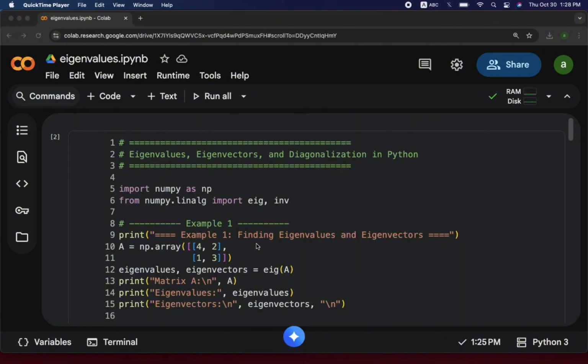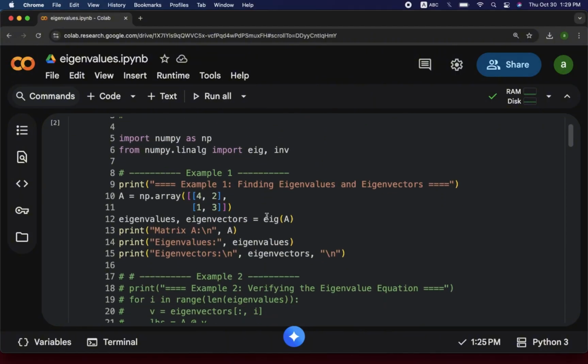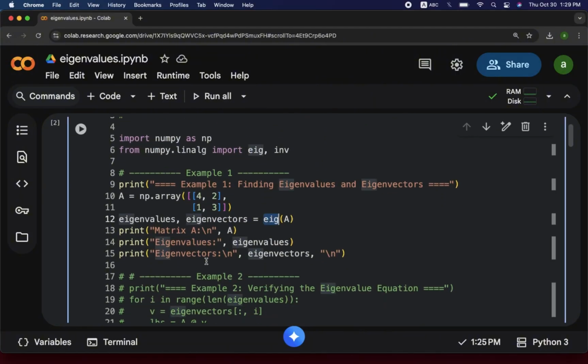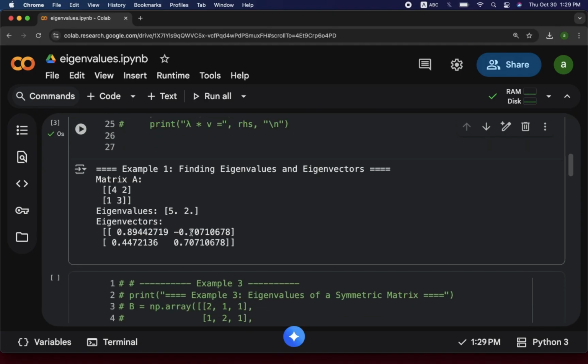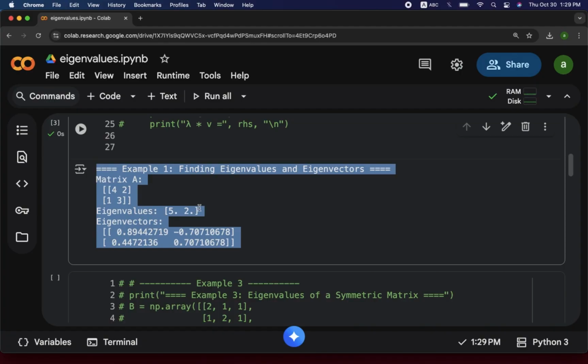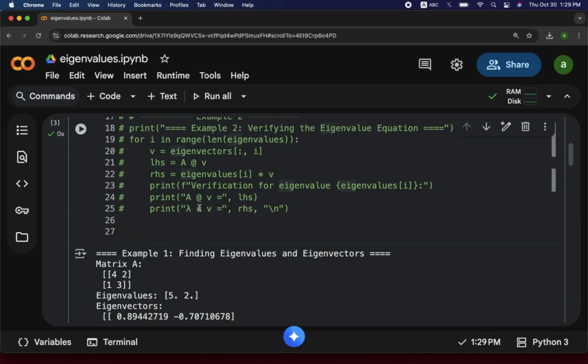In the first example we will take a simple 2 by 2 matrix and use NumPy's eigenvalue function to find its eigenvalues and eigenvectors. The function returns the eigenvalues as a list and the eigenvectors as columns of a matrix. So here is our example. We call the function and then do some print statements to verify the output. If I run it, we can see this is our matrix A, and the eigenvalues are 5 and 2, and then we have the eigenvectors that are calculated for us.